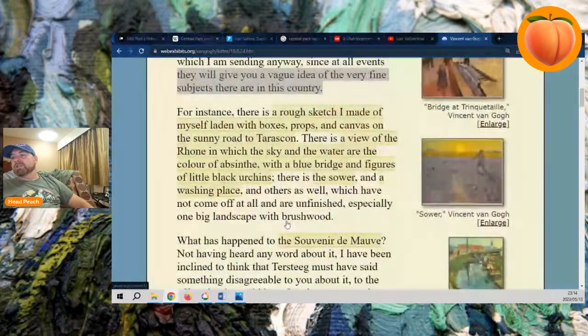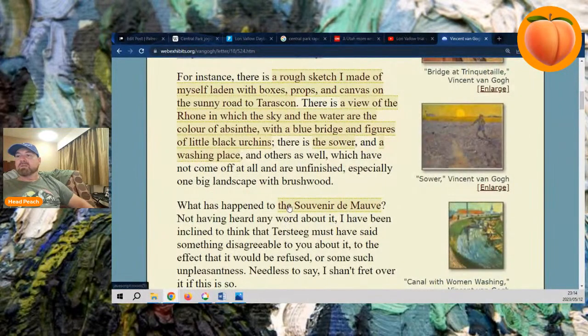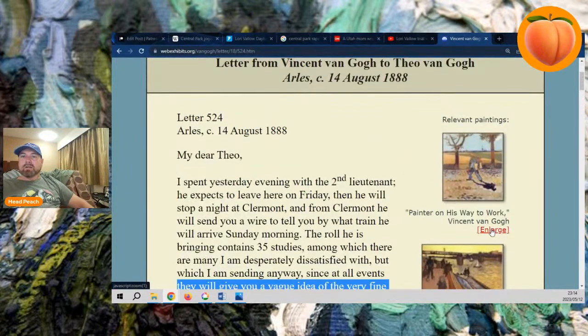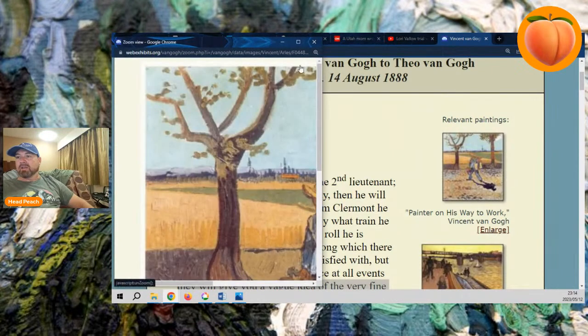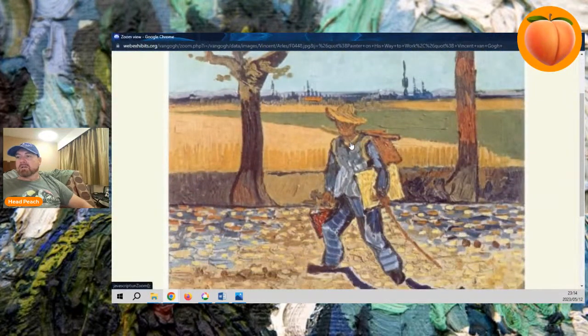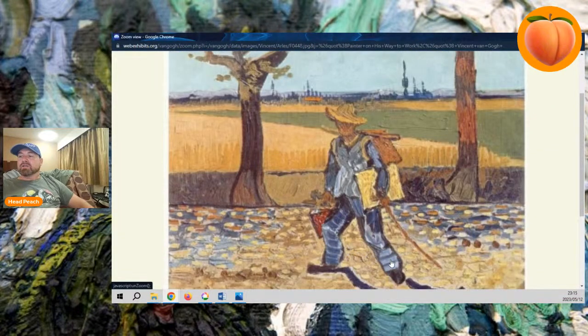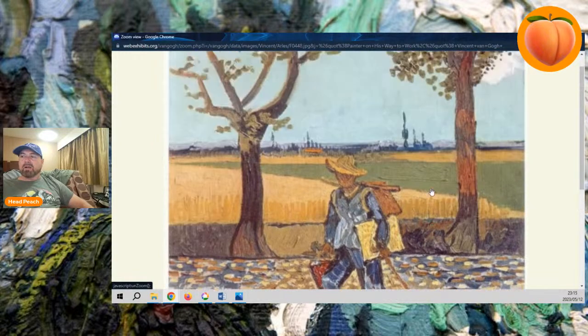It says, for instance, there's a rough sketch I made of myself laden with boxes, props, and canvas on the sunny road to Tarascon. So this is actually a self-portrait, and I have to say, I think quite a terrible self-portrait. That's a picture essentially of himself. It looks like he's wearing a blue suit. I'm not sure if that's a walking stick or part of his easel. You can see he's got quite a heavy thing going on. But if you ask me, it's a terrible picture.